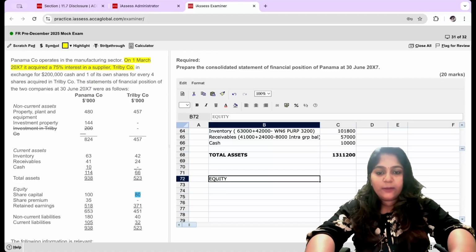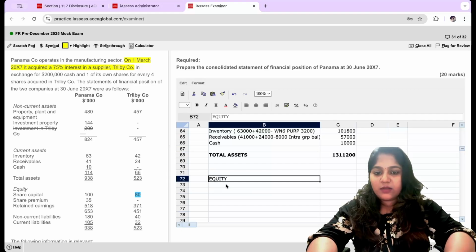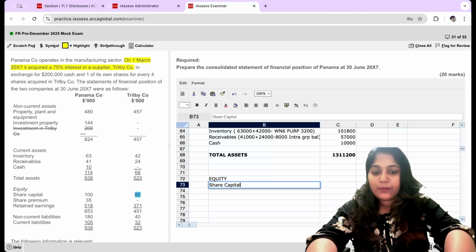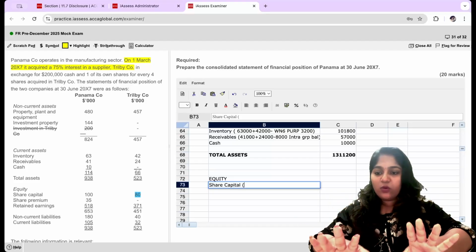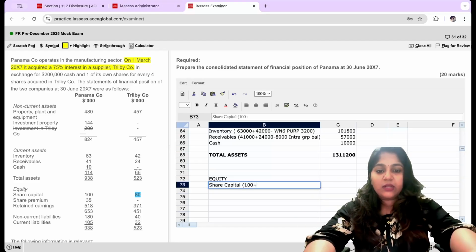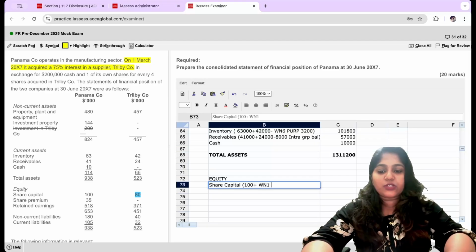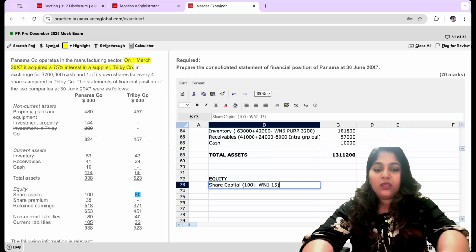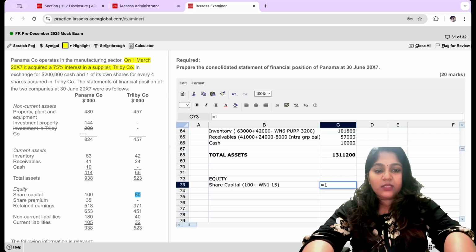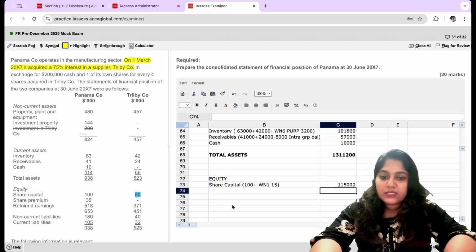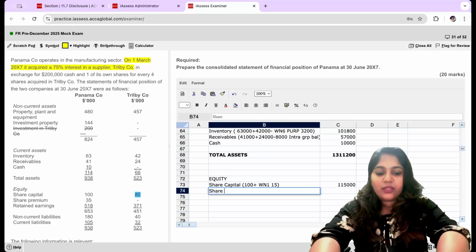Under equity, I will start with share capital. Do I go ahead and record share capital of parent and subsidiary? No, but parent company 100 plus working note number 1. Remember, we have calculated purchase consideration of 15, so we will add that. That is $100,000 plus 15,000. Overall, it is 115.